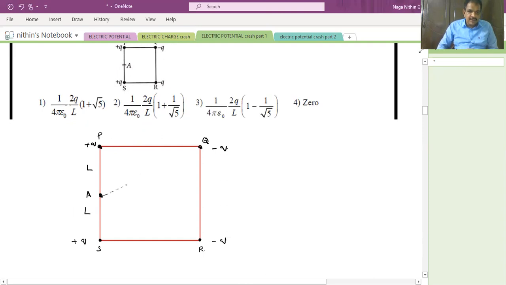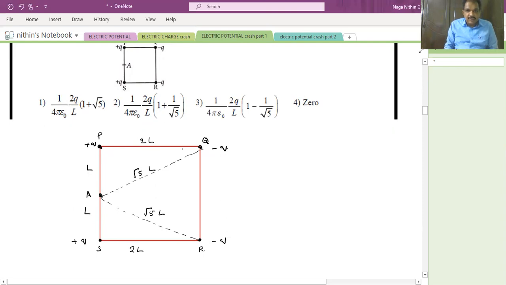And from here we have to take this distance, and this distance from this charge. This will be how much? See, this is L. Na? This side will be 2L. So this distance will be root 5 L. In the same manner, it is also root 5 L, because this is L, this is 2L, hypotenuse will be root 5 L. Then you calculate the potentials.